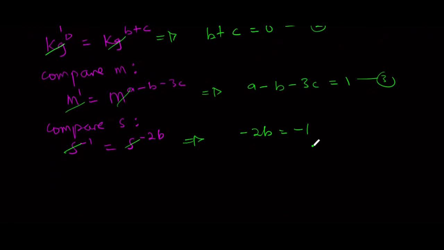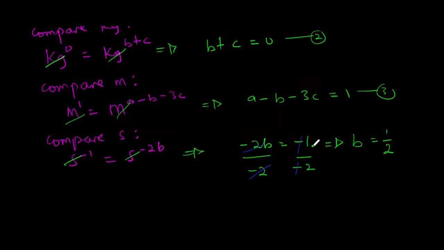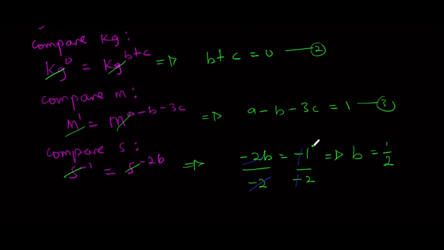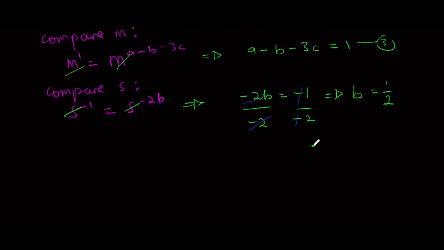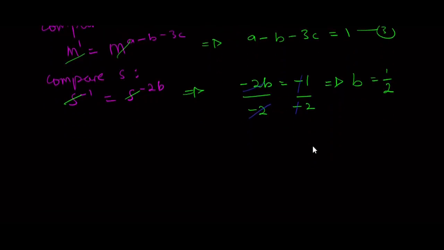So we can get the value for b by dividing both sides by minus 2. So we have minus 2 cancel minus 2, minus cancel minus. Then the value for b is going to be equals to 1 over 2. We have gotten the value for b. We can substitute the value for b into equation 2 so as to get the value for c. So let's try to substitute.